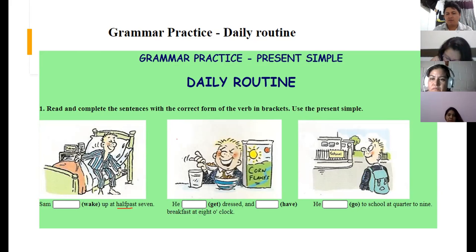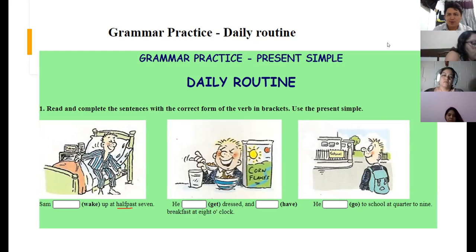It's easy if you talk about yourself. Cuando uno habla de uno mismo, ¿verdad? Si usted habla en primera persona, usted va a decir, I wake up, I get up, I go to work, okay? I have lunch. But if you talk about somebody else, in there, we are in trouble. Ahí donde nos metemos en problemas. Cuando hablamos acerca de una tercera persona.